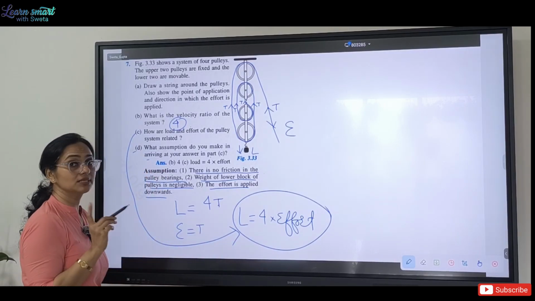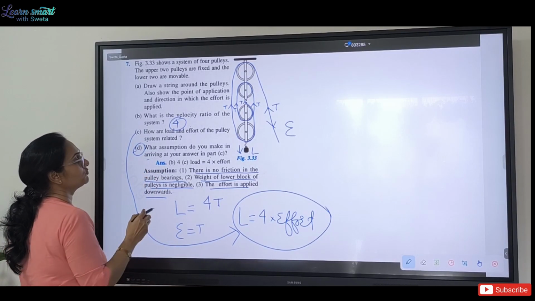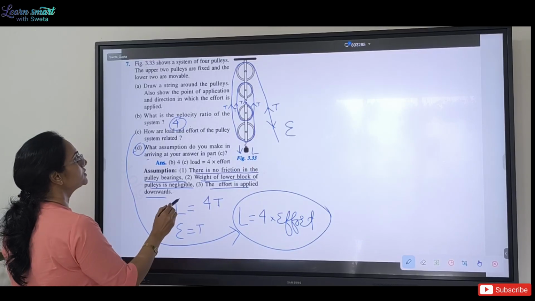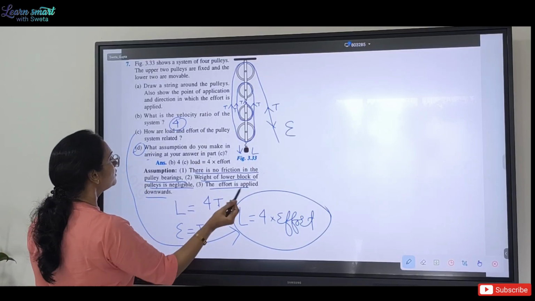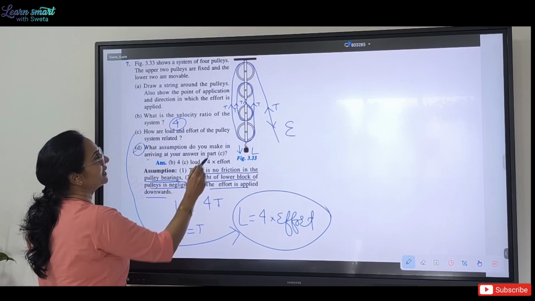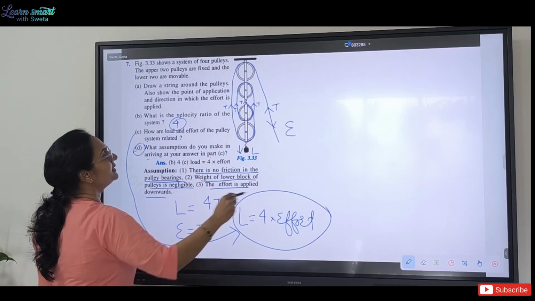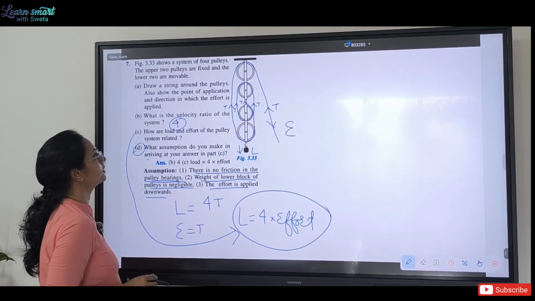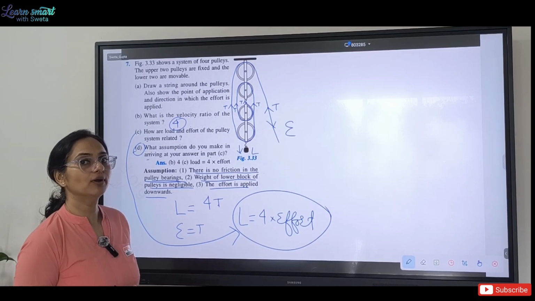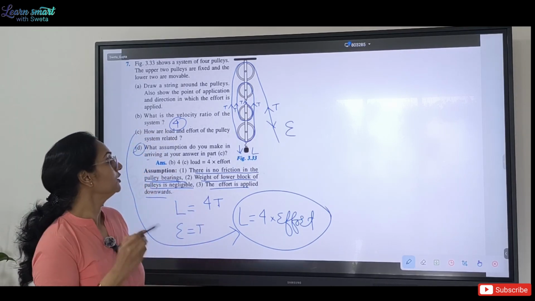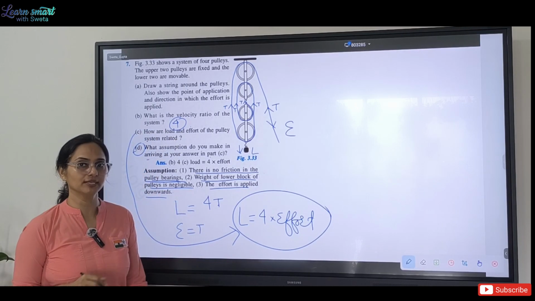And what is the assumption? This is a very, very important question. What are the assumptions we are making? So we are assuming that there is no friction. Where no friction? In the pulley bearings, and the weight of the lower block we are taking as negligible, and the effort that we are applying is in the downward direction. So you have to remember these points for writing in the examination. You should write these points.